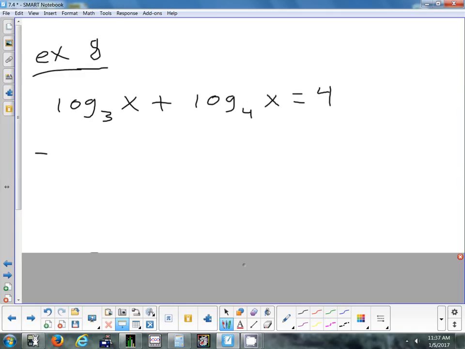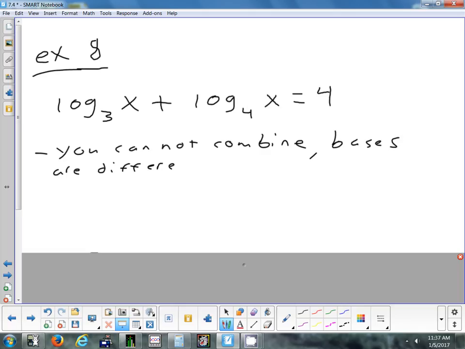Okay, so in this problem, what I'm just trying to draw attention to is you cannot combine. The bases are different. So if I can't combine it, what's the only thing we can do with something like this? If you wanted to type it into your calculator, how can you rewrite that using the formula we learned at the end of class?